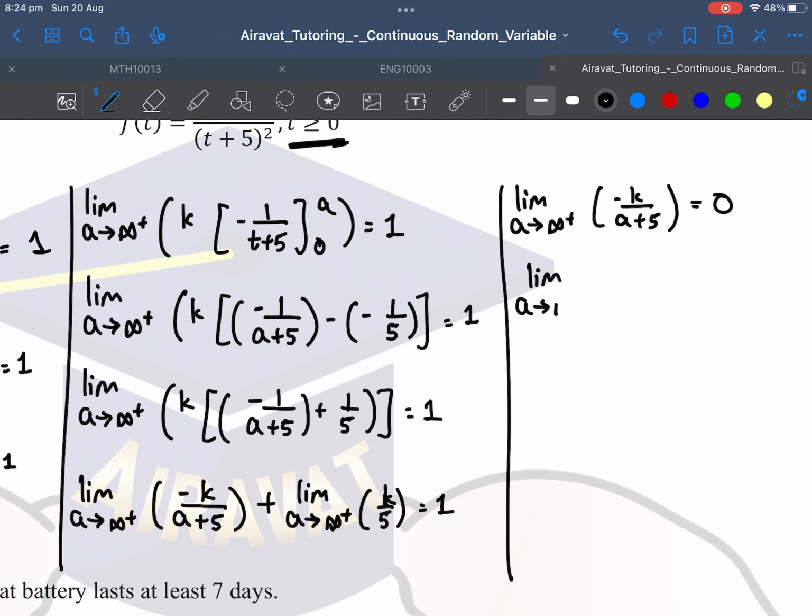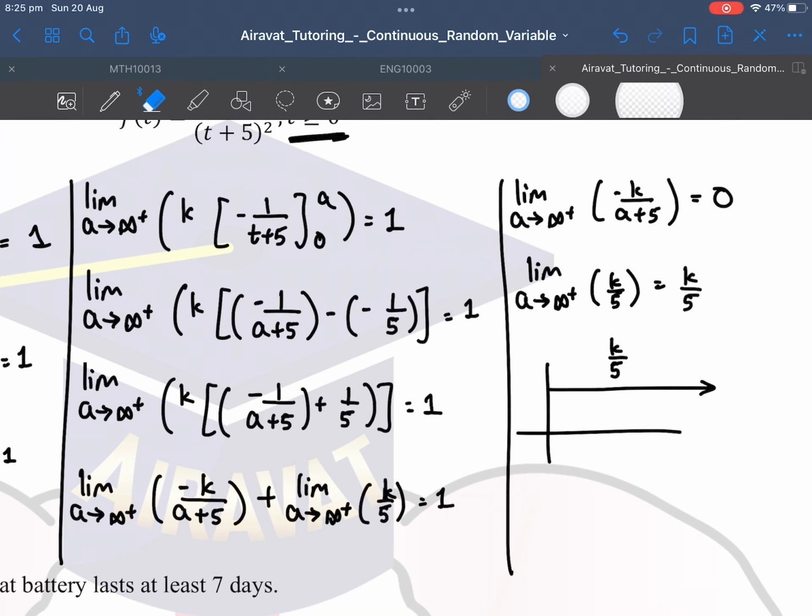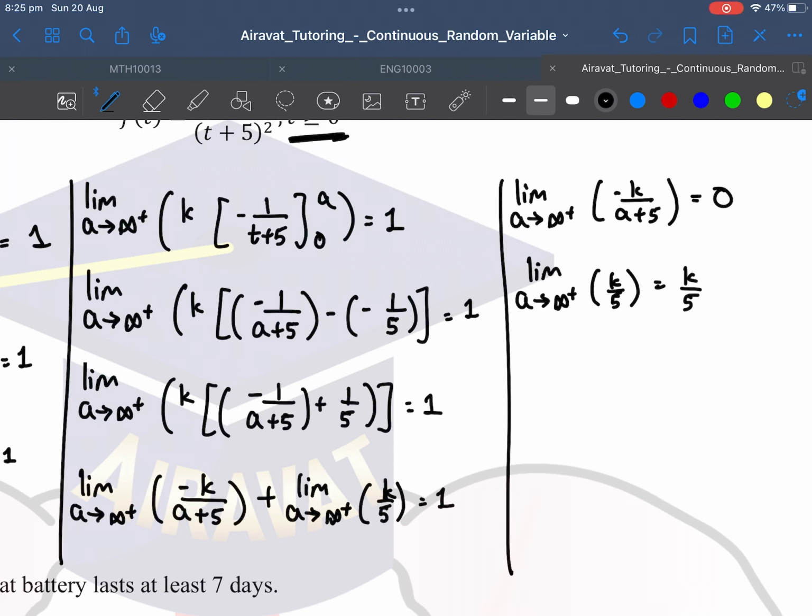So what about the other limit? Limit as a approaches positive infinity of k over 5. Now this is just going to stay as k over 5. Why is that? Good question. Let's say you have to draw a graph of this. Now k is going to be a number, so it could be 1, 2, 3, 4, any number. Let's say I'm drawing the graph of 1 over 5, for example. It's just going to be a straight line, y equals k on 5, and k could be any number. So a does not have any connection with k, because it's just a straight horizontal line. No matter what the value of a is, it's still going to be a horizontal line. So that's why this limit is just going to evaluate to k on 5.